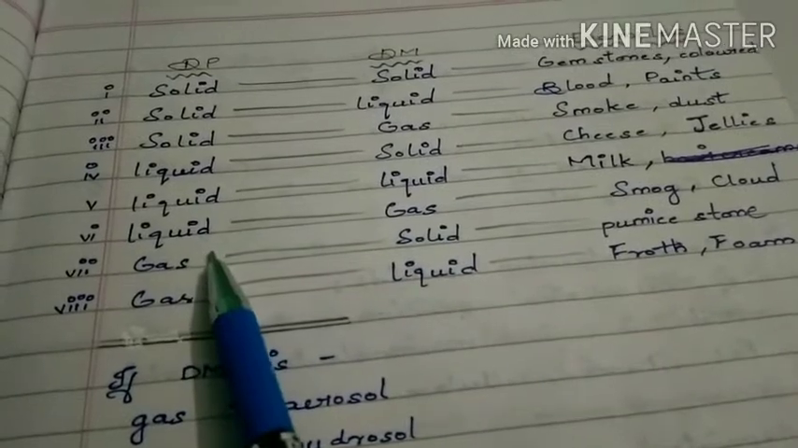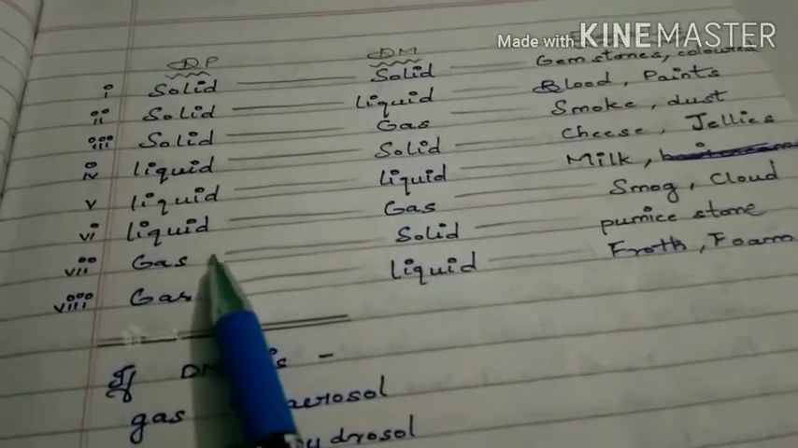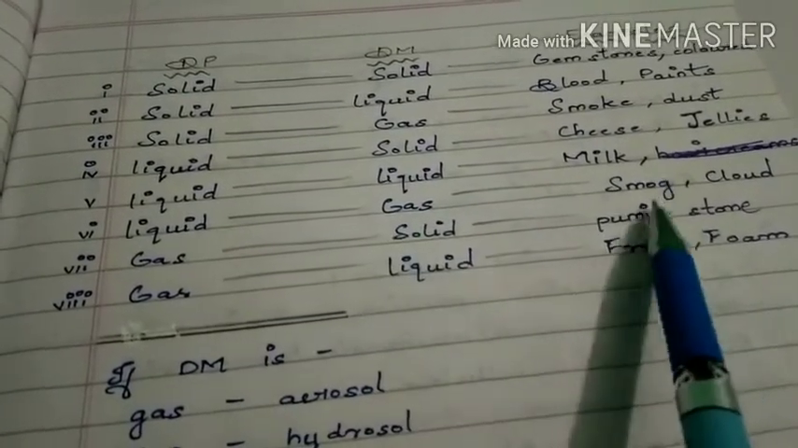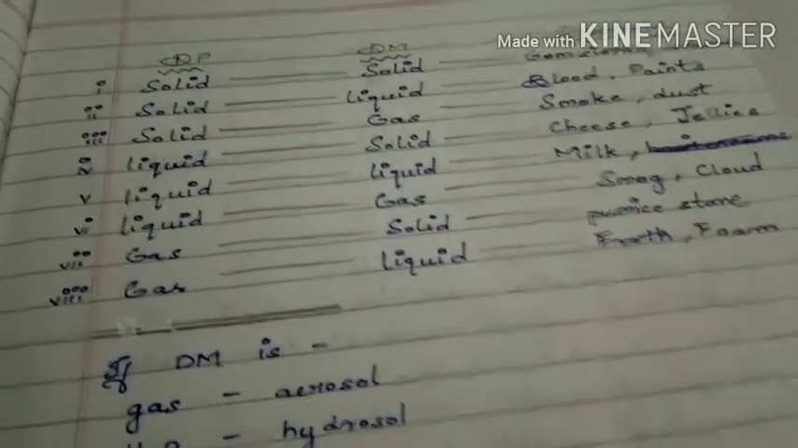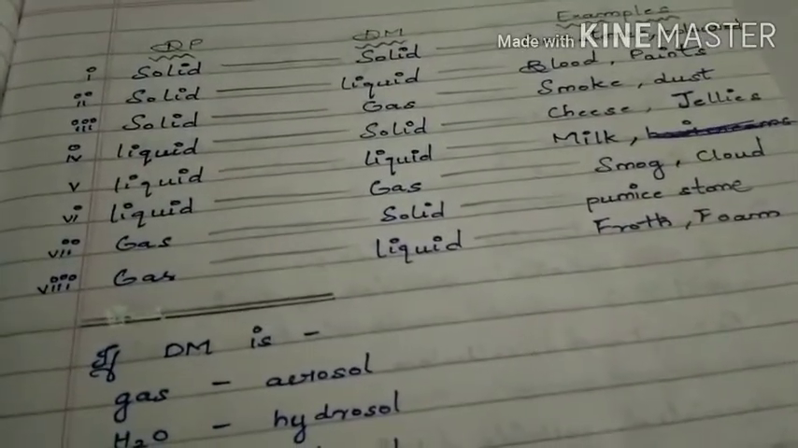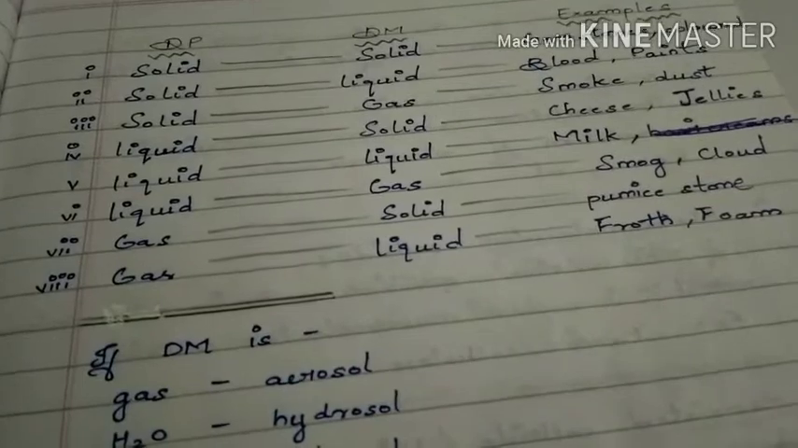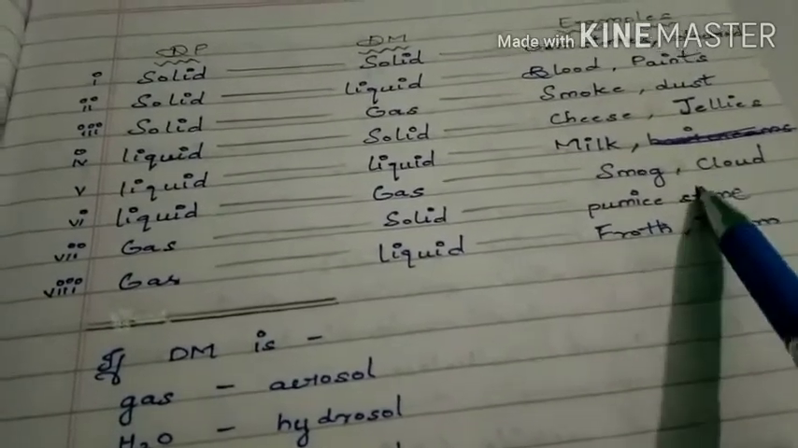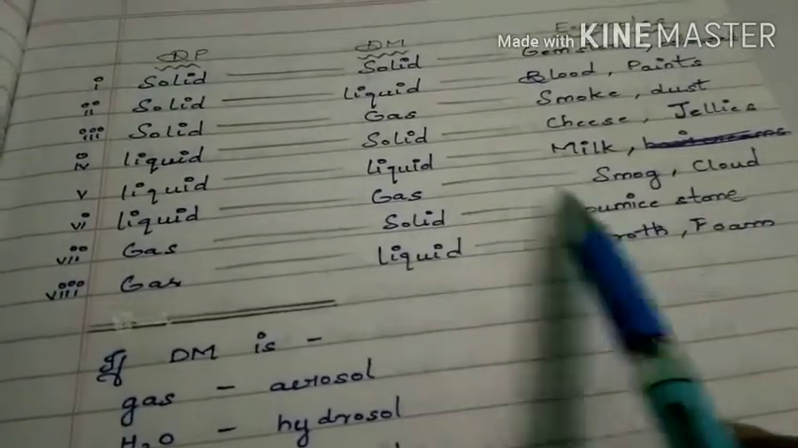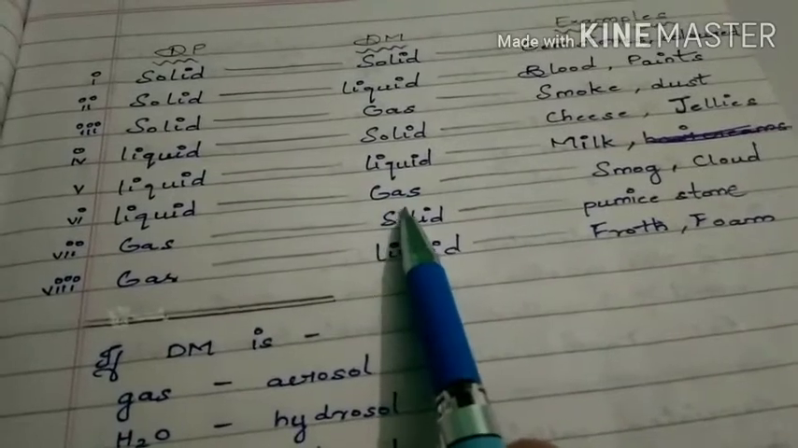Next, dP liquid, dm gas. That is liquid in gas type. For example, smoke, cloud. The cloud contains liquid droplets and more amount of air. Less amount of liquid droplets and more amount of air. That is why this comes under liquid in gas type of colloidal solution.